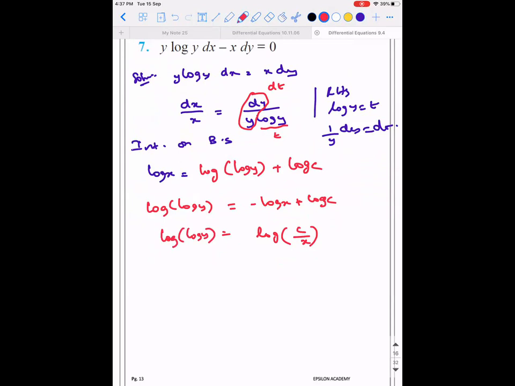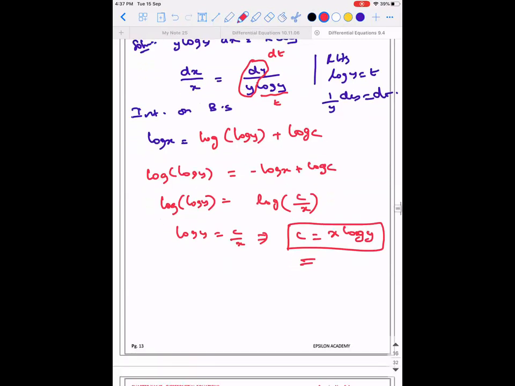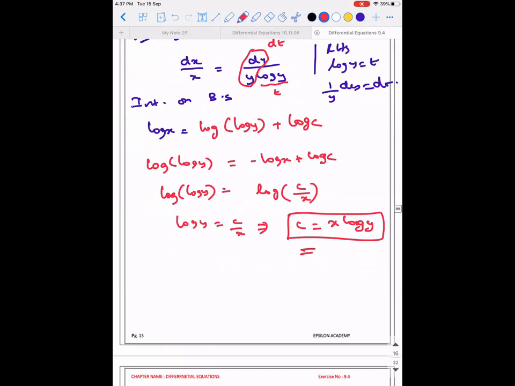Right. So log y will be equal to c by x, which implies c is equal to x log y. Or if you want only y in terms of x, then we can do some more rearrangement. I'm not saying this is wrong, this is right.